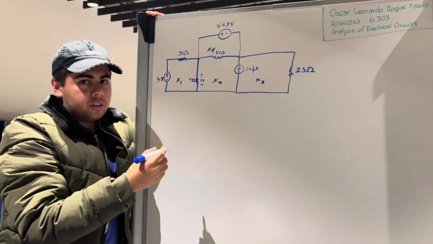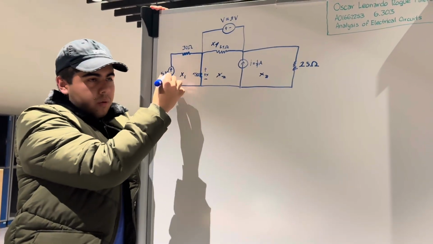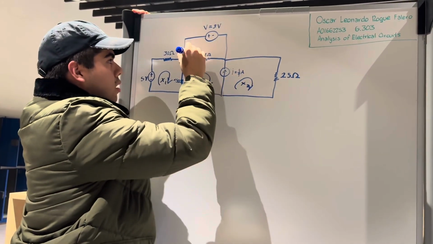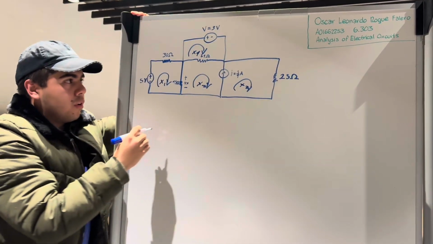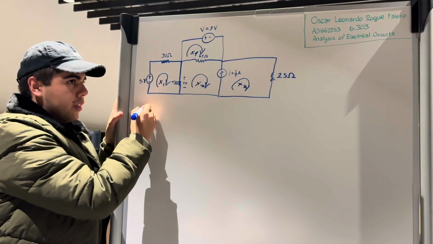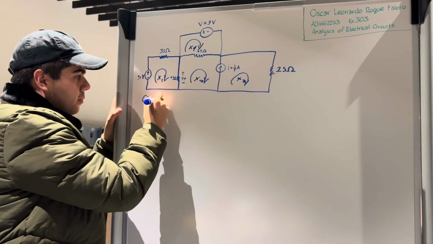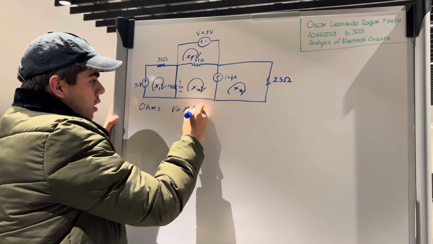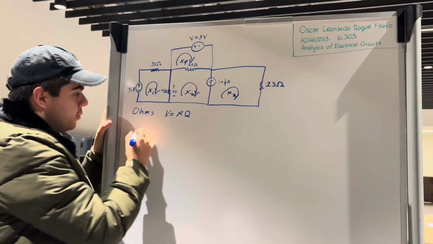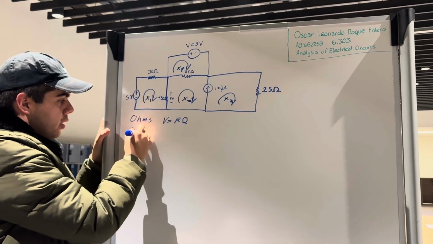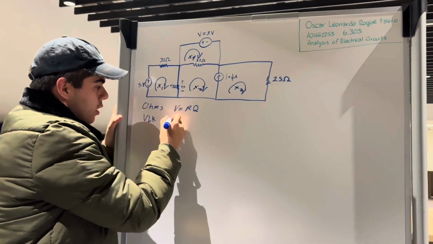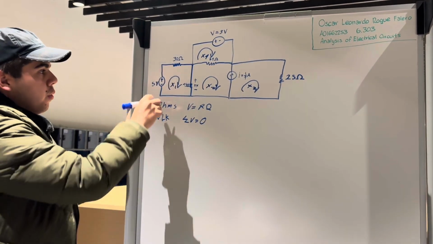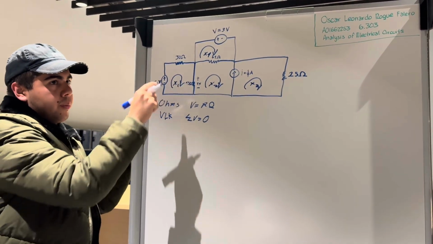Then we need to define our direction of analysis. I'm gonna select clockwise for all. For our currents, we will need Ohm's law, which tells us that voltage is equal to resistance times current, and then we will need KVL, which tells us that the sum of all voltages is equal to 0. So we need to identify our four equations, one per mesh.